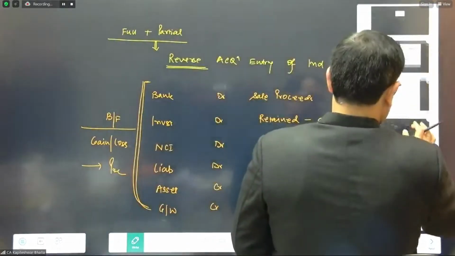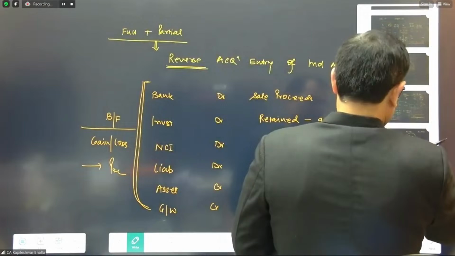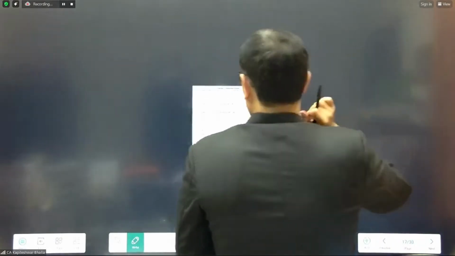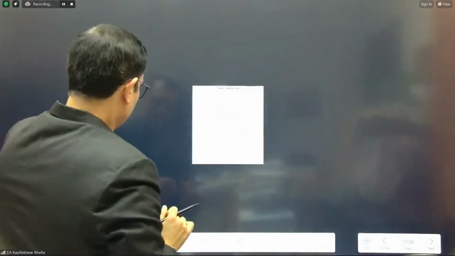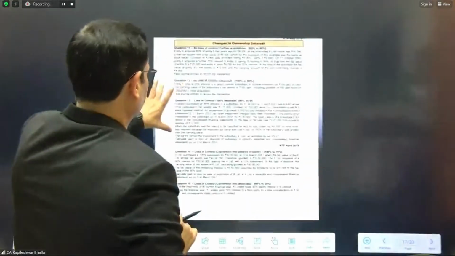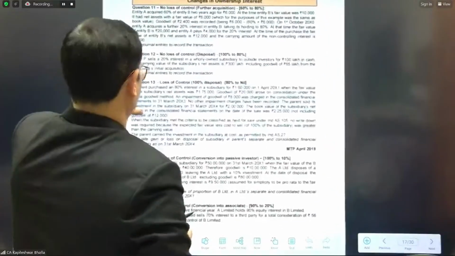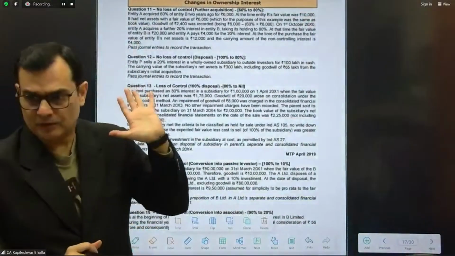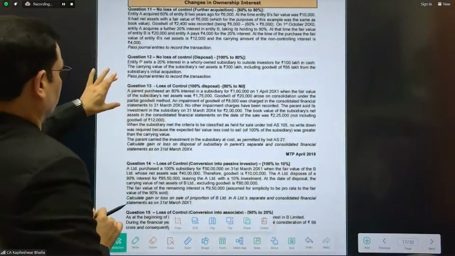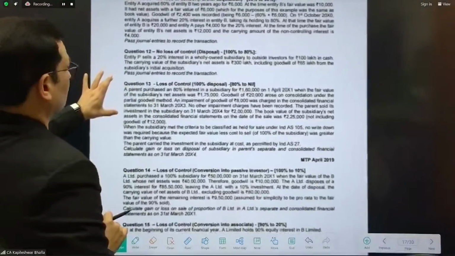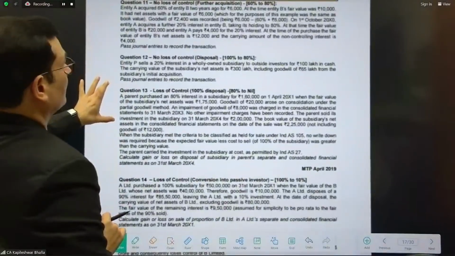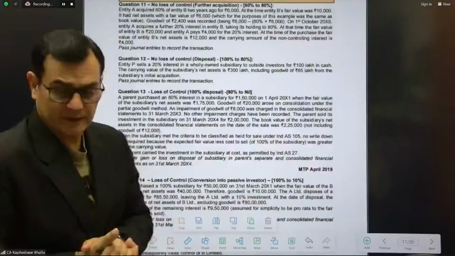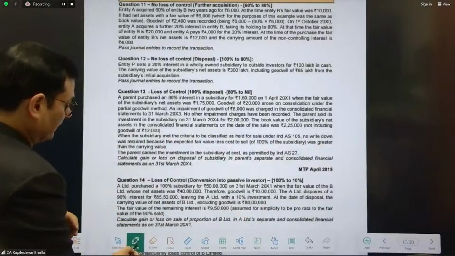Okay, so let's start with the inputs. I have selected certain questions on the change in the ownership interest. Let's begin the journey. So based on different permutations and combinations, let's have a look at the different case studies. I guess good to go, or do I need to zoom it further? Maybe a little more. Okay, I think that seems to be good to go. So let's begin the journey.